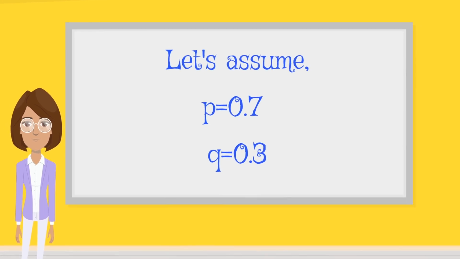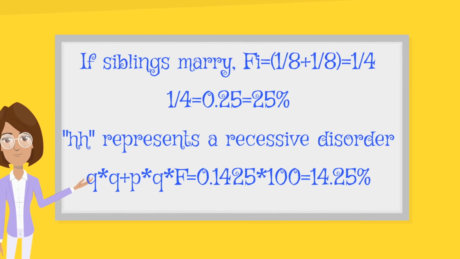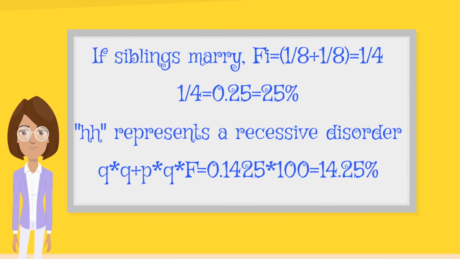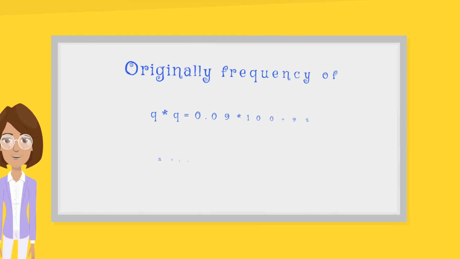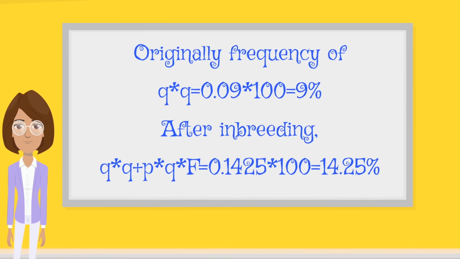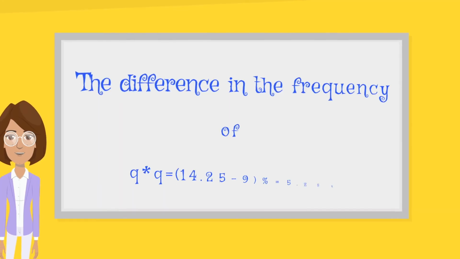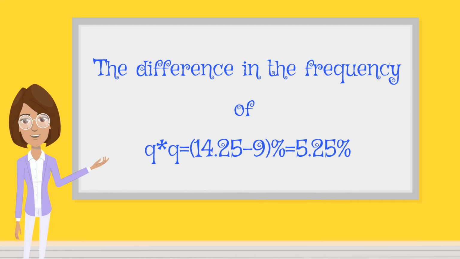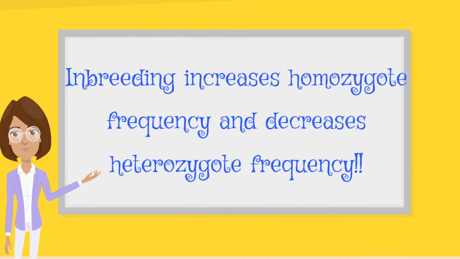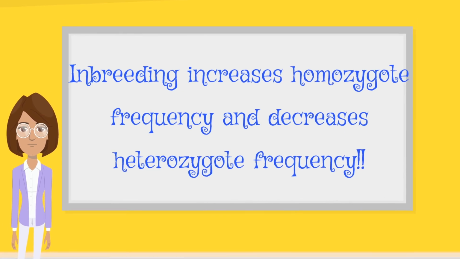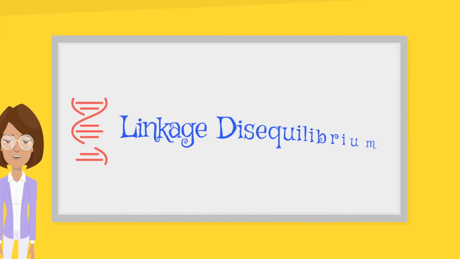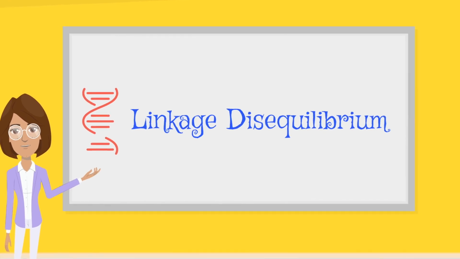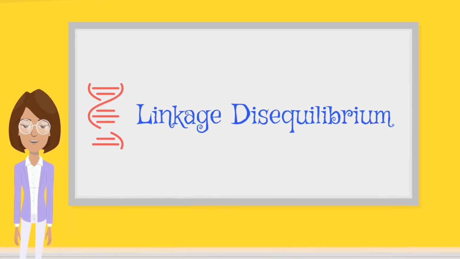If 2 siblings in a family marry, inbreeding increases the frequency of little h alleles by 25%. This makes Q squared plus P times Q times F rise, increasing the frequency of little h from 9% to 14.25% in the population. This change shows that inbreeding raises the frequency of genetic disorders by 5.25% in the population. Bob also revealed that inbreeding increases homozygote frequency and decreases heterozygote frequency. Additionally, linked genes can create a phenomenon known as linkage disequilibrium, which may contribute to changes in population structure.